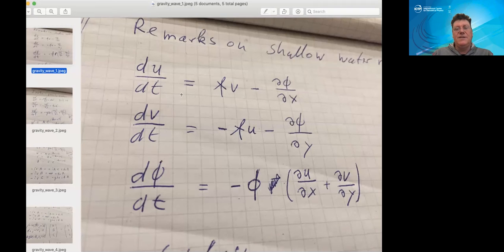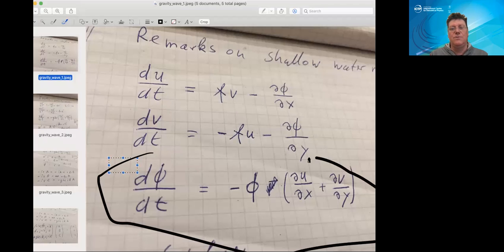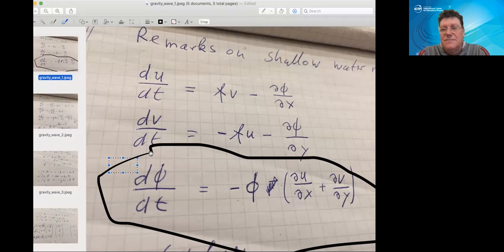And then we see a third equation here. What equation is this? Let me see if I can draw. This equation here, what is that? Which closes our system in principle. It's the continuity equation, right?